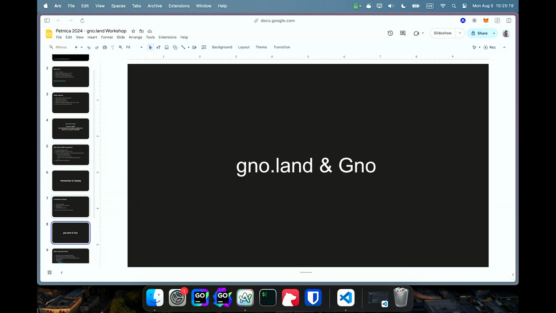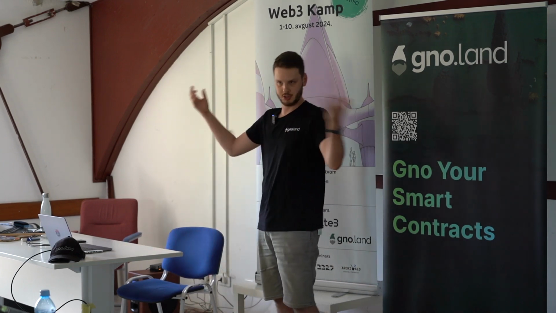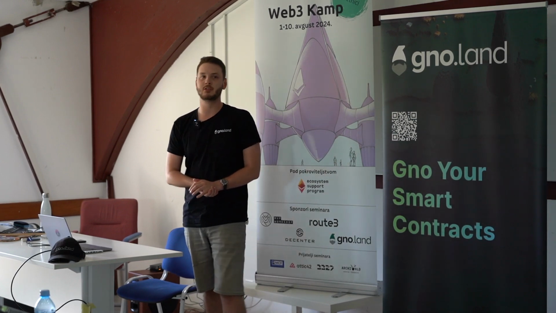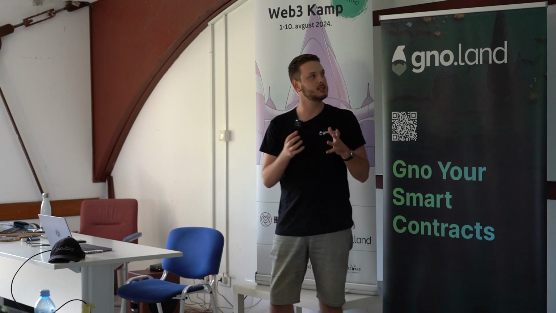I want to give you a brief overview of what GNOland is and what GNO is, and the company they come from. The idea is basically this. GNOland is a layer 1 blockchain, just like Ethereum. It's a blockchain first of all, and then it has its own virtual machine, which runs a language called GNO, just like the EVM runs Solidity bytecode. GNOland has a virtual machine called GNO VM, which runs the GNO language.